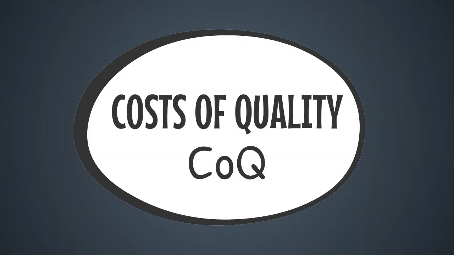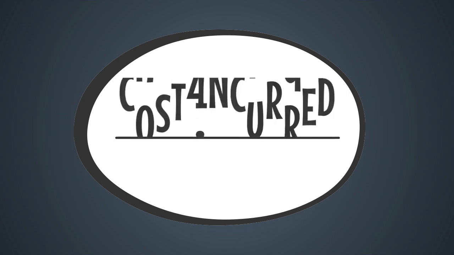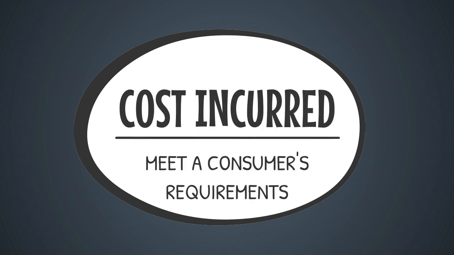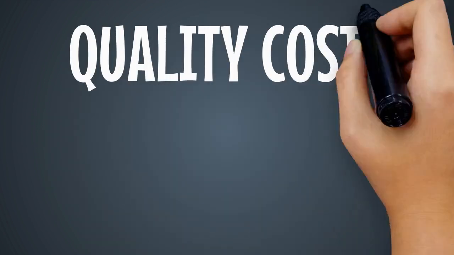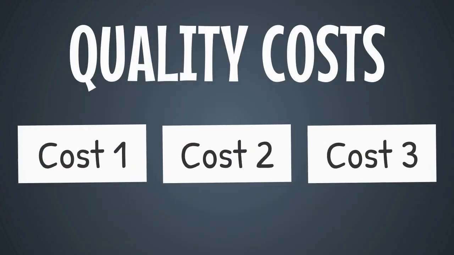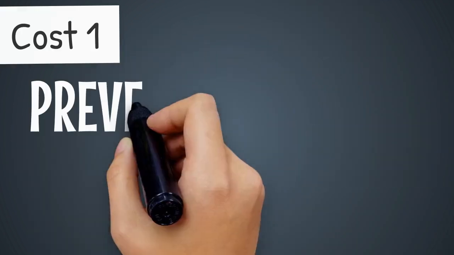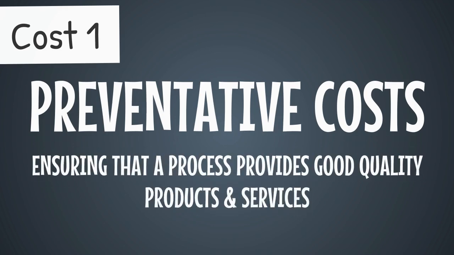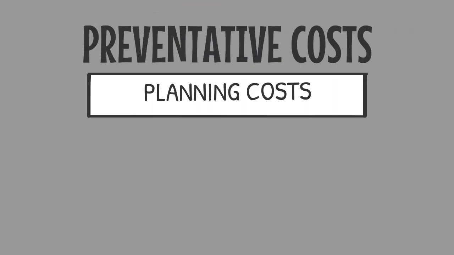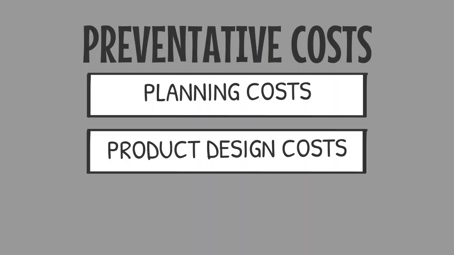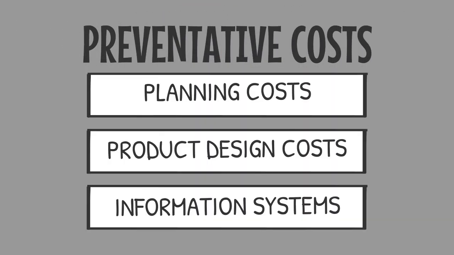The cost of quality, COQ, is the cost incurred by a company to ensure that a product meets a consumer's requirement. Quality costs can be grouped into three costs, that being preventative costs, which are accumulated through ensuring that a process provides good quality products and services. These can include planning costs, product design costs, investment in quality-related information systems.